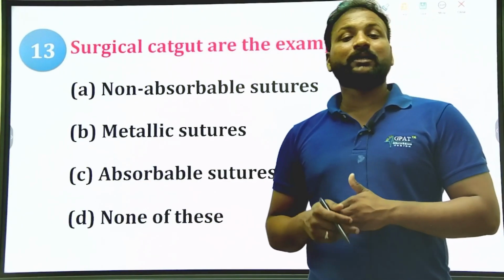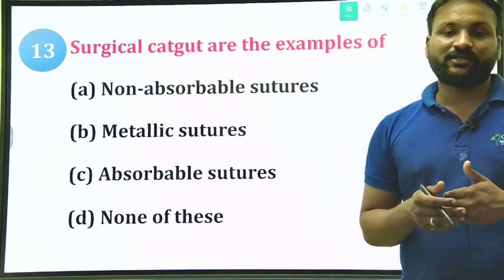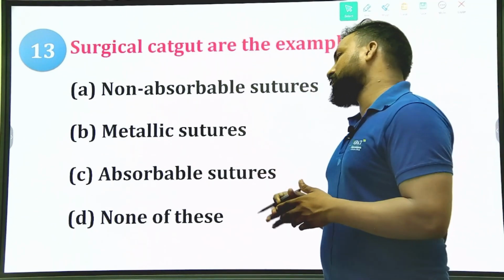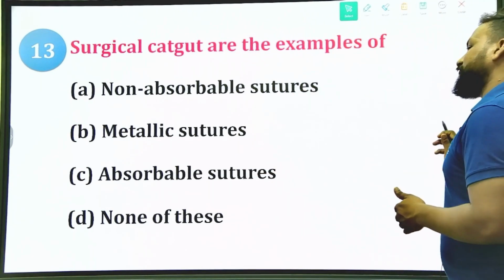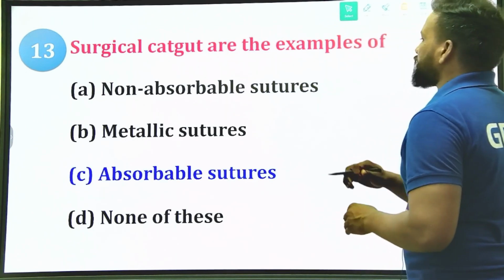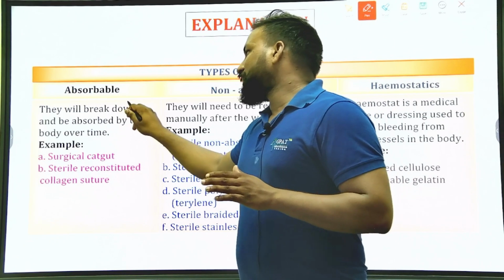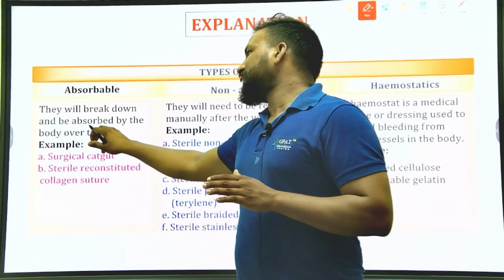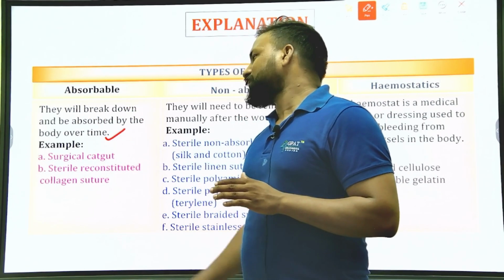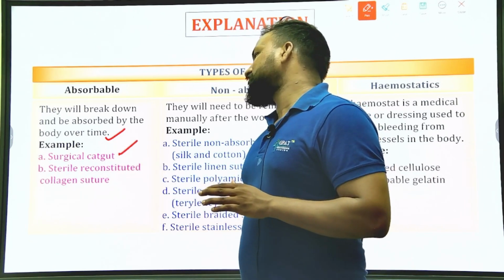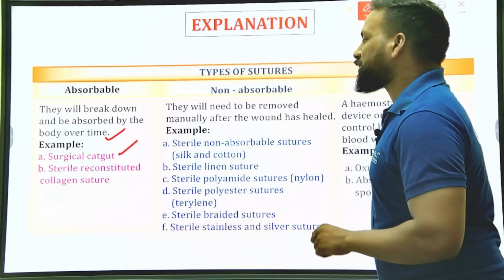I gave you a hint that these are prepared from the mucous membrane of the intestine of the ox as well as sheep, so that you can choose the right answer. I know the right answer, but I will give the right answer. Yes, absorbable sutures, because you can see the examples. They are absorbable because they will break down and be easily absorbed by the body over time. So that is an example: surgical catgut, sterile, reconstituted collagen suture.